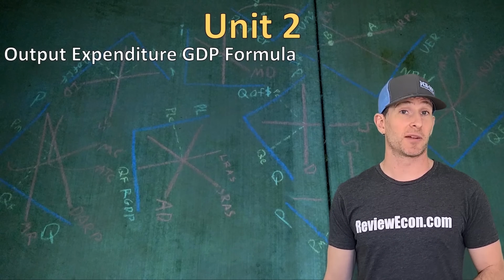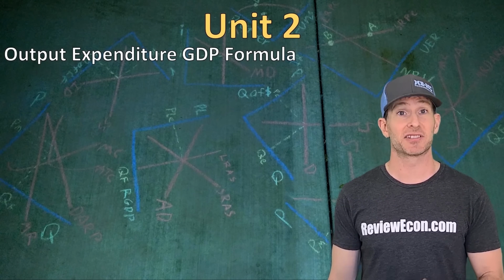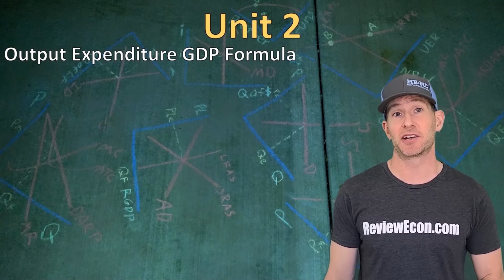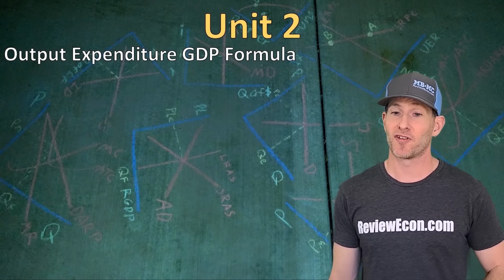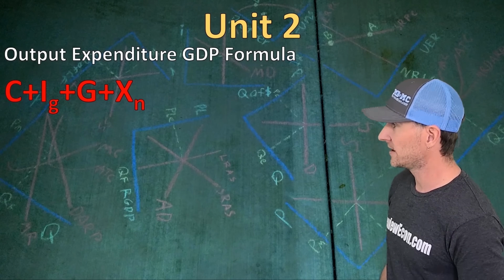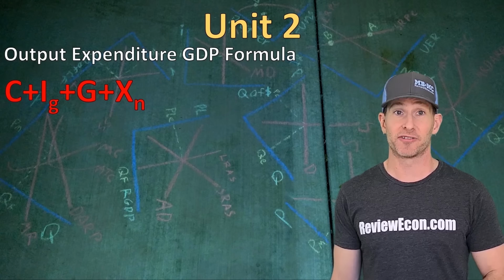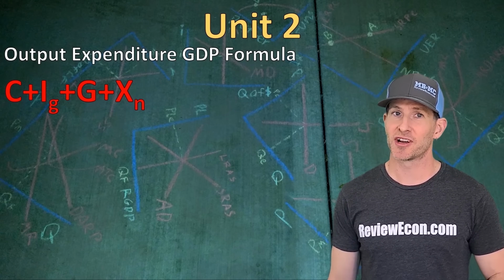Now, Unit 2 is all about macroeconomic indicators, and one of the most important macroeconomic indicators is the formula for the output expenditure model of GDP. Here's our formula. It's C plus I little g plus G plus X sub N. That's your output expenditure model for GDP. So what do all those variables represent?